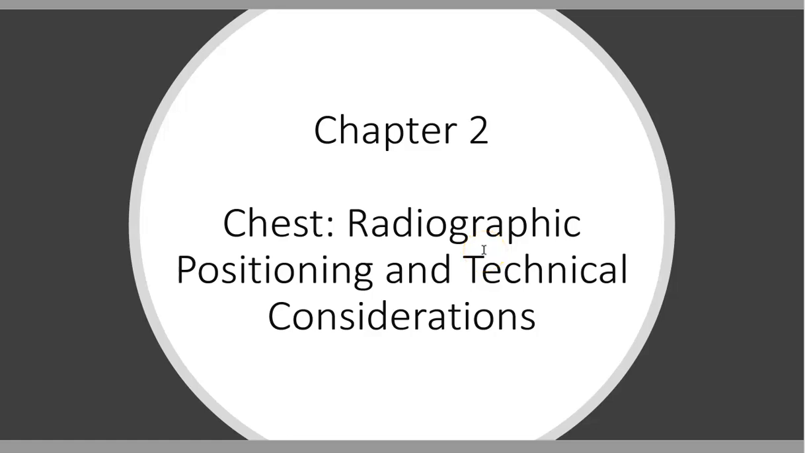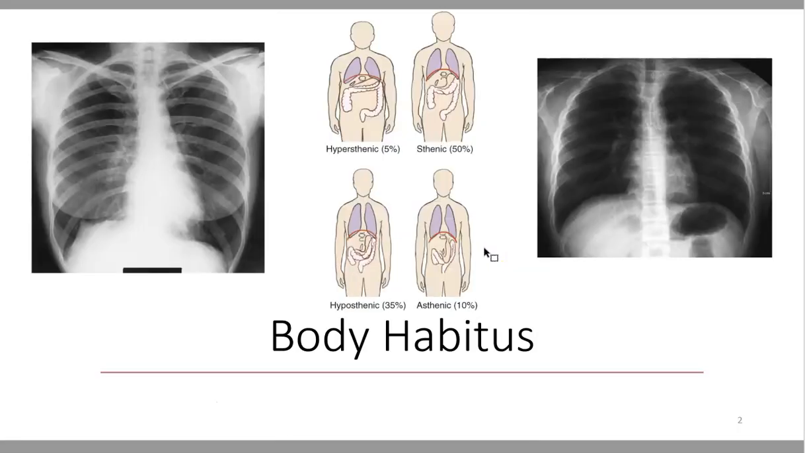Okay, chapter 2 of your textbook concerns the chest. Remember, anything we do in the thoracic cavity and the abdominal cavity, so chest or abdomen, does depend on body habitus. Sthenic is the most common type of body type.